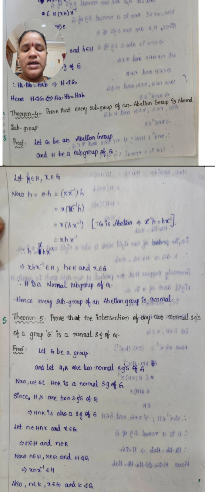Hence H is a normal subgroup of G if and only if Ha dot Hb is equal to Hab.